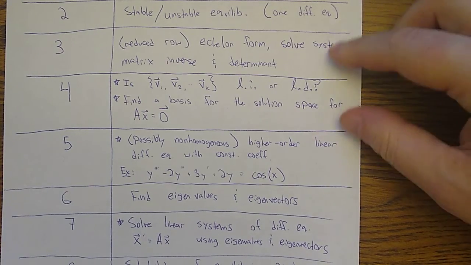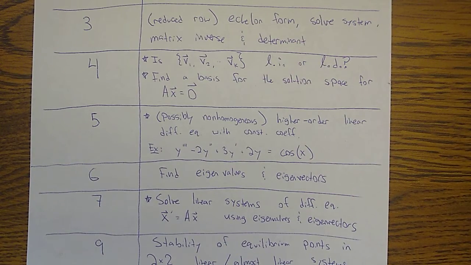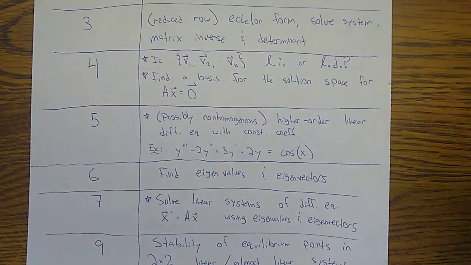Okay, so what about Chapter 4? Chapter 4 is mostly a theory chapter, the theory of linear algebra. There's a couple of important types of questions I could ask you. We had a quiz like this one where I give you a set of vectors and I ask you, is that set of vectors linearly independent or dependent?